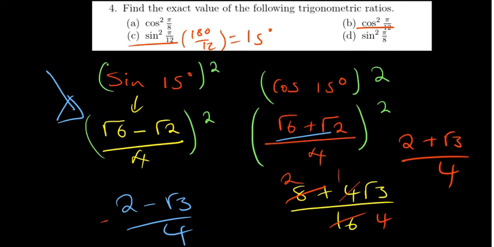Okay, so don't forget this answer. Let me actually write it down somewhere here. So it's 2 minus root of 3 over 4. The other one is like a positive.